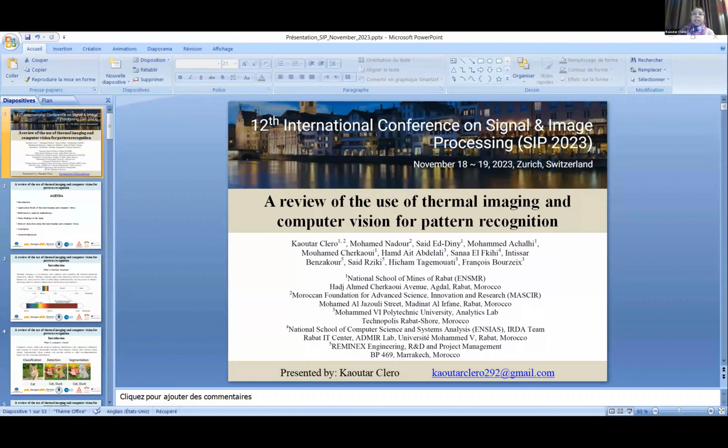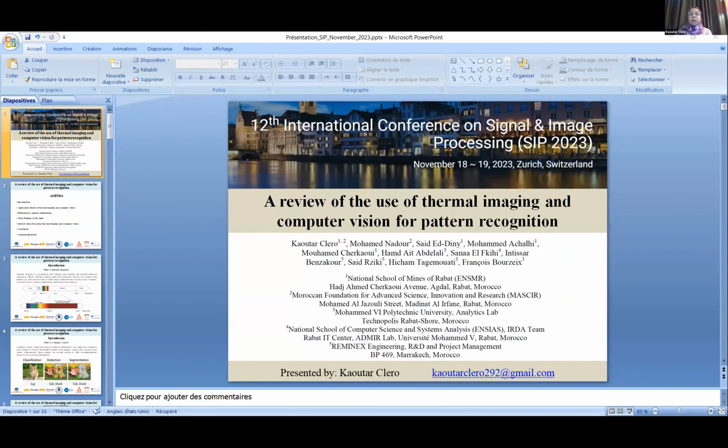So for this presentation, I will follow this agenda. First of all, I'll start with an introduction. Then I'll talk about some application fields of thermal imaging and computer vision. Then I'll move to a bibliometric analysis methodology and its main findings regarding our topic. Then I'll focus a little bit on defect detection using thermal imaging and computer vision. Then I'll conclude my presentation and I'll present the acknowledgements.